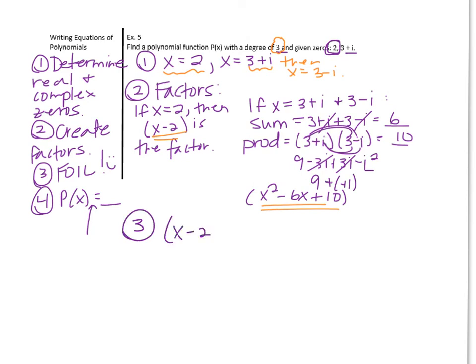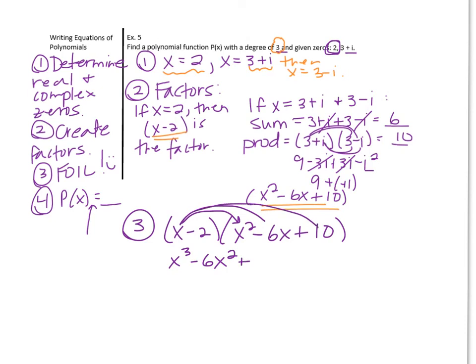We had our x minus 2. We also have x squared minus 6x plus 10. I'm going to take the first x in the x minus 2 and distribute it to x squared, and that would give us x cubed. x times negative 6 would be minus 6x squared, and x times 10 is positive 10x. Now I'm going to take negative 2 and do the same thing. Negative 2 times x squared is negative 2x squared. Negative 2 times negative 6x is positive 12x. And last but not least, negative 2 times positive 10 is negative 20.